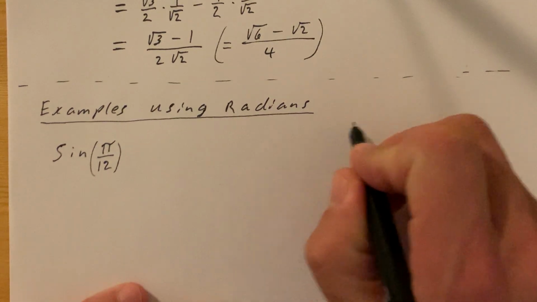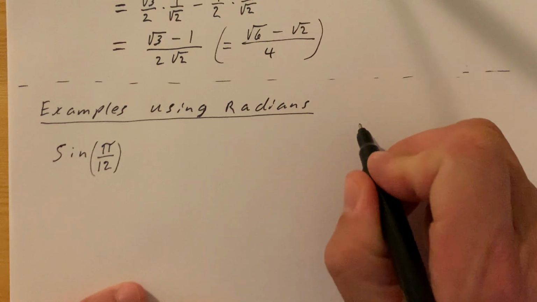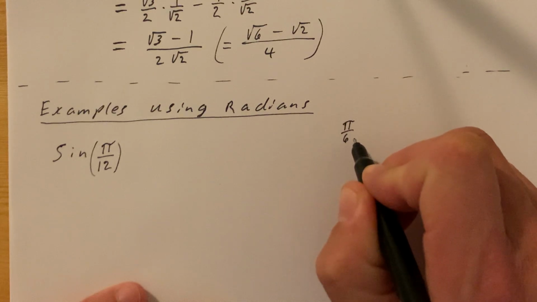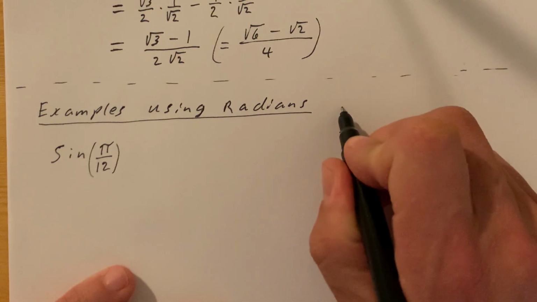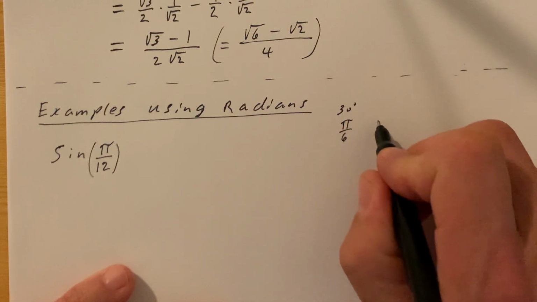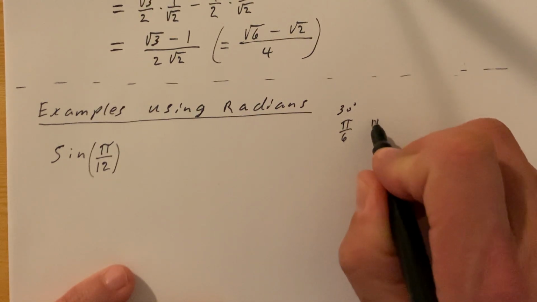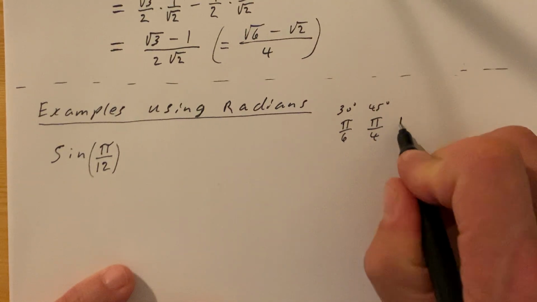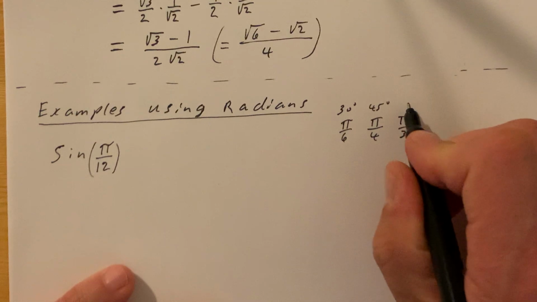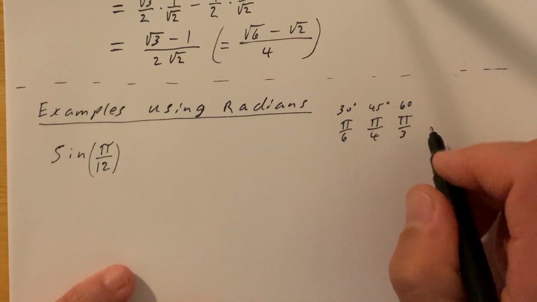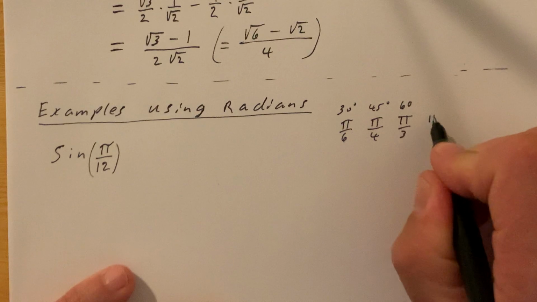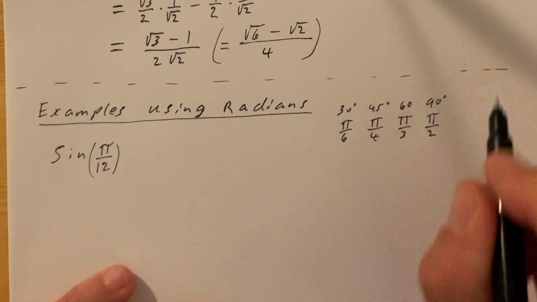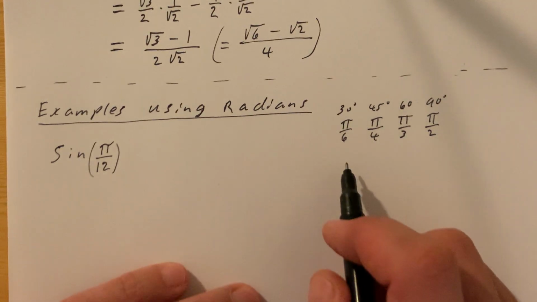So, let's do a little chart over here. Smallest exact value is pi over 6. Okay, so that was 30 degrees. And then we have pi over 4. That's 45 degrees. Pi over 3. And that's 60 degrees. And let's go right to pi over 2. Okay, that's 90 degrees. Okay, so these are our special angles.